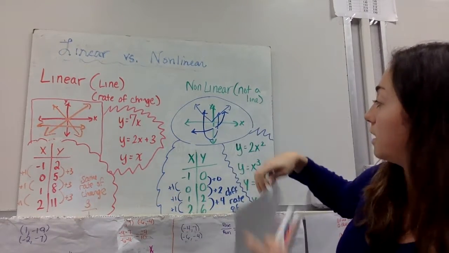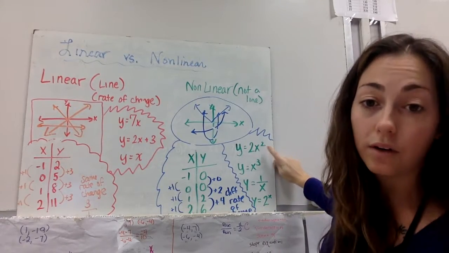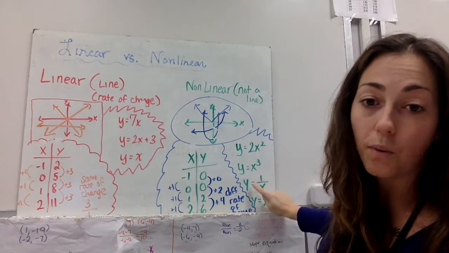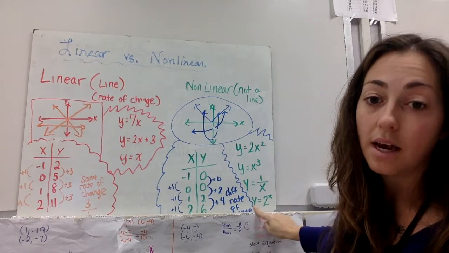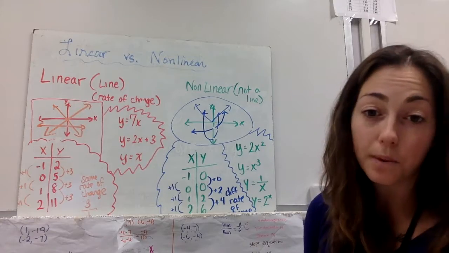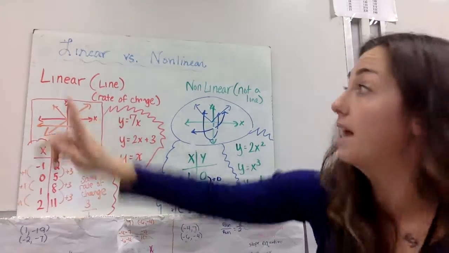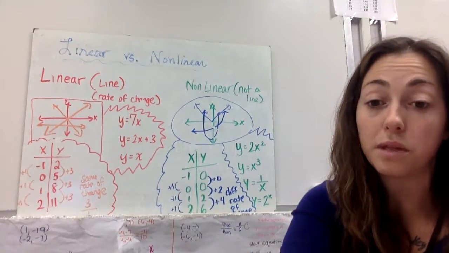Lastly, some equations that are not linear. Y equals 2x squared, y equals x cubed, y equals 1 over x, and y equals 2 to the x power. Remember, exponents, that's a power. So just start getting comfortable with non-linear and linear functions and the differences between them. We'll practice more.